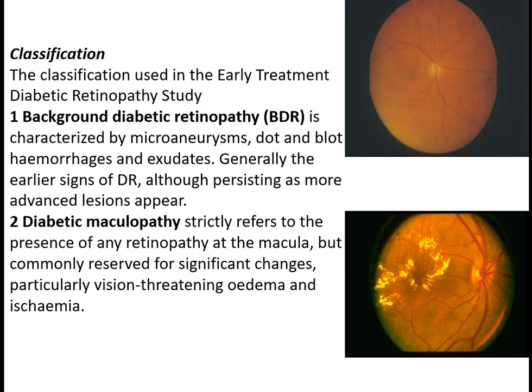The most common condition that leads to decrease in the visual acuity is the second stage, diabetic maculopathy. It refers to the presence of any retinopathy at the macula, but commonly reserved for significant changes, particularly vision-threatening edema and ischemia. نحن نعرف أنه الماكولا هي responsible for the center of vision. So any disease in this area, hemorrhage or edema, will affect the vision.